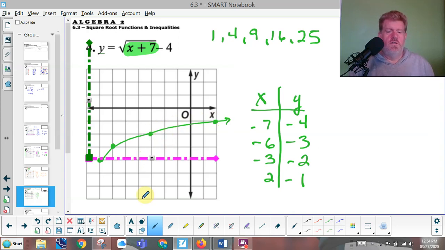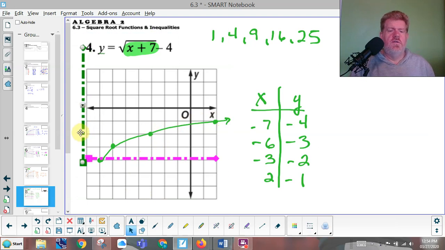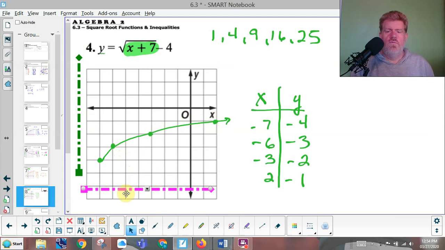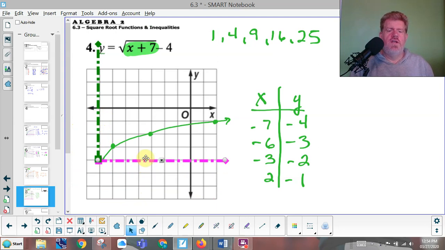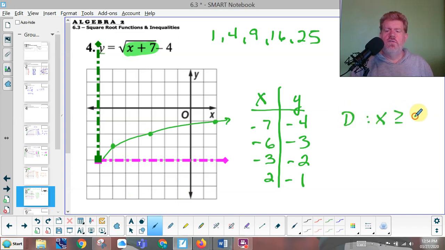And as we already said, what is our domain? X starts, boom, right there. X starts at negative 7. Where does the Y start? Boom, right there. Y starts at negative 4. So the domain is all the X values greater than or equal to negative 7, and the range is all the Y values greater than or equal to negative 4. That's how we do it.